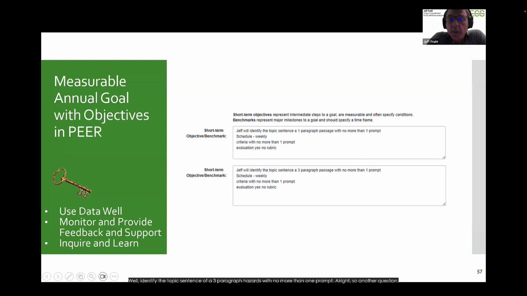All right, so another question. Could I work on both of these at the same time? Or do I have to do the first one before the second one? Or could I do the second one before the first one?